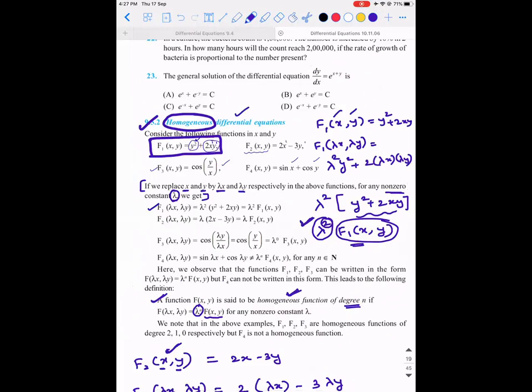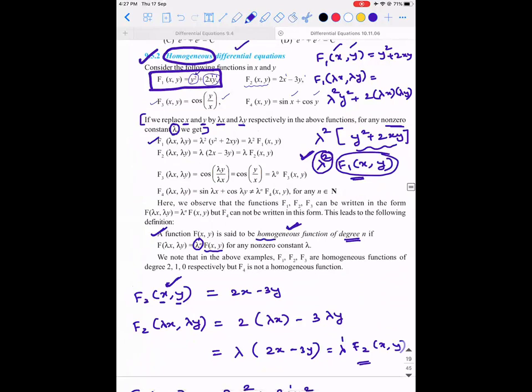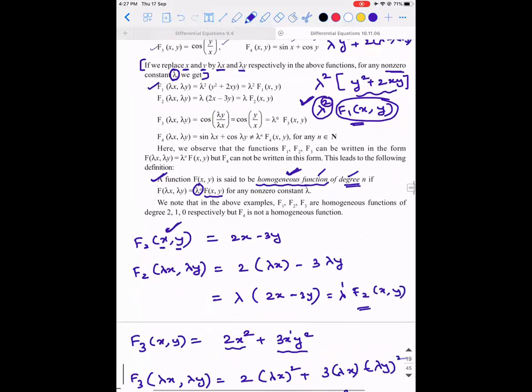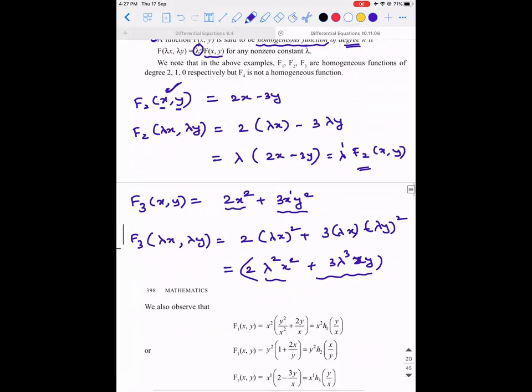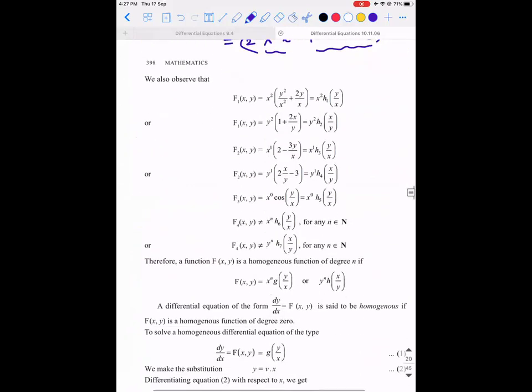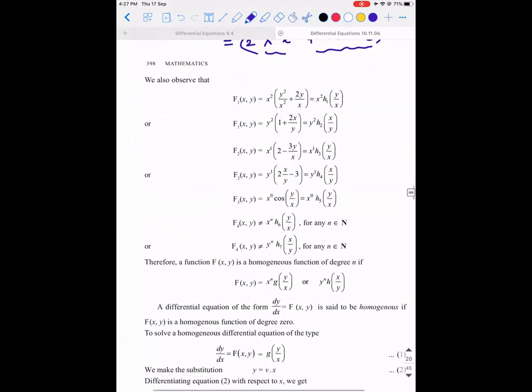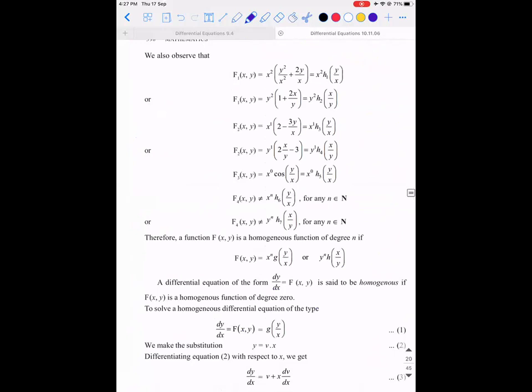But here, whatever we discussed was homogeneous function. So we are speaking about the degree of the given function. Now, since you understood what homogeneity is, we need to see if a differential equation is given in the homogeneous form, how are we going to solve it? Okay, shall I proceed now? Yes, sir. Okay, listen.